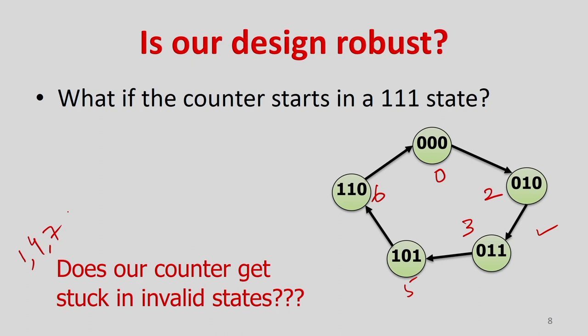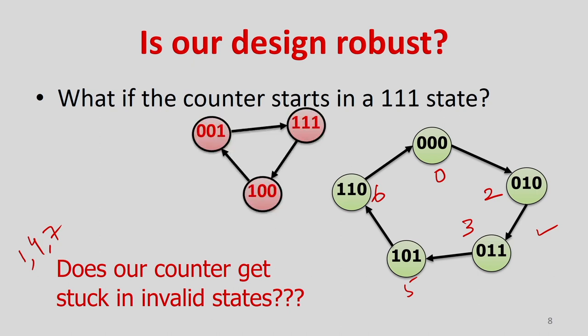Suppose initially during the starting of the counter, it goes into 1, 4, 7 or 1, 7, 4 and that gets repeated, then what will happen? It will not come to the real states. Suppose this is the scenario: what if the counter starts with 1 and this sequence 7, 4, 1 repeats, then it will not come to the states that we wanted.